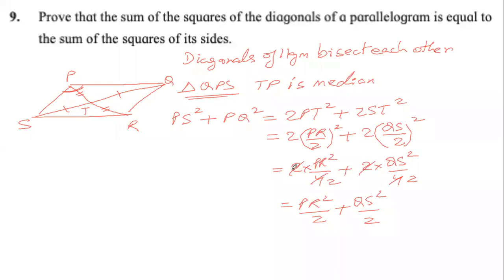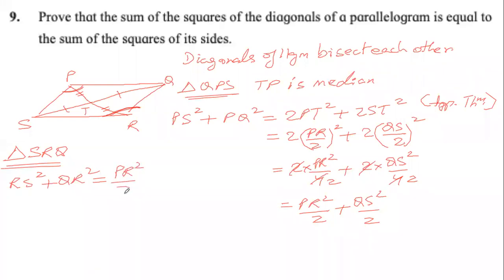Now, if we are smart, then in a very, very short way, we will say: in triangle SRQ, applying the Apollonius theorem, we can say RS square plus QR square. Now we are looking at this angle, will be equal to, directly we can write, PR square by 2 plus QS square by 2.